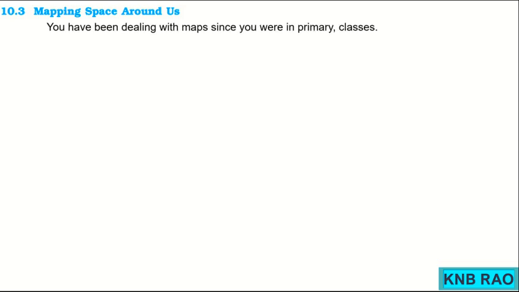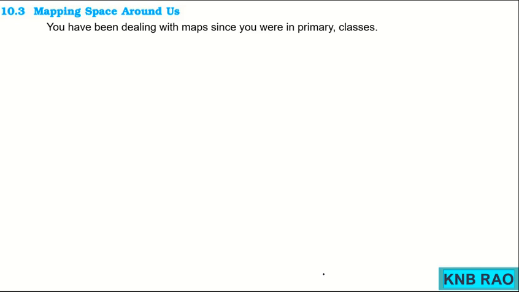Another important topic which we are going to do is mapping space around us. How do we read maps? You have been dealing with maps since your primary classes. What can we conclude and understand while reading a map? What information does a map have and what does it not have? Is it any different from a picture? These are all the questions that arise.